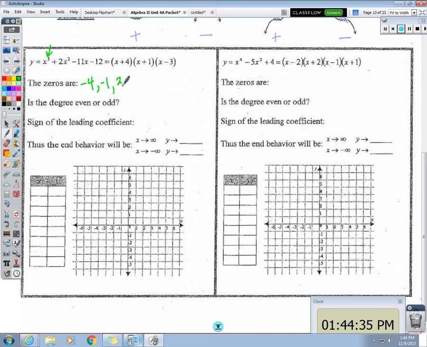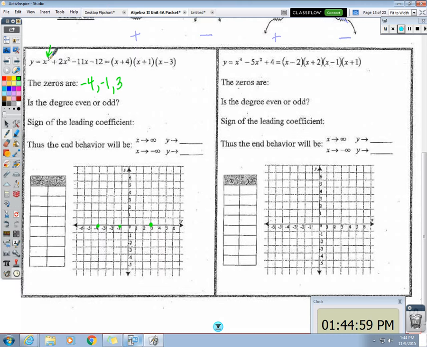Right? Now, what did we just talk about? Zeros are just the same thing as x-intercepts. So can we go and plot those as x-intercepts? Okay, let's talk about another reason they are called zeros. When you have a point on the x-axis, what's the y value of it? 0.